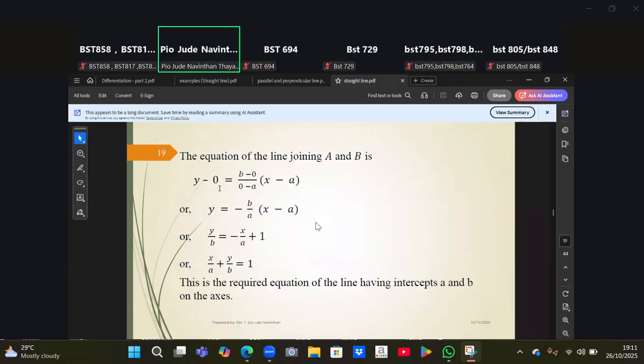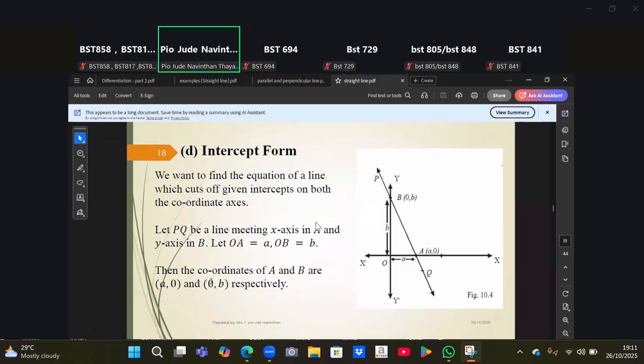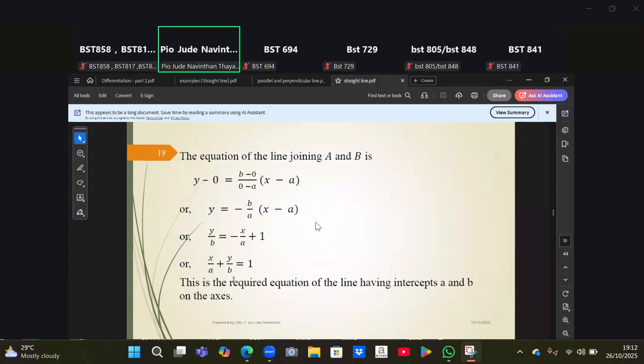So y minus y1, right? We need to take y1. Sorry, x1, y1, x2, y2. x1 is A, y1 is 0, x2 is 0, y2 is B, right? So you need to write it. Y minus y1, 0, is equal to y difference over x difference into x minus x1. x1 is A. Right? What is the y difference?